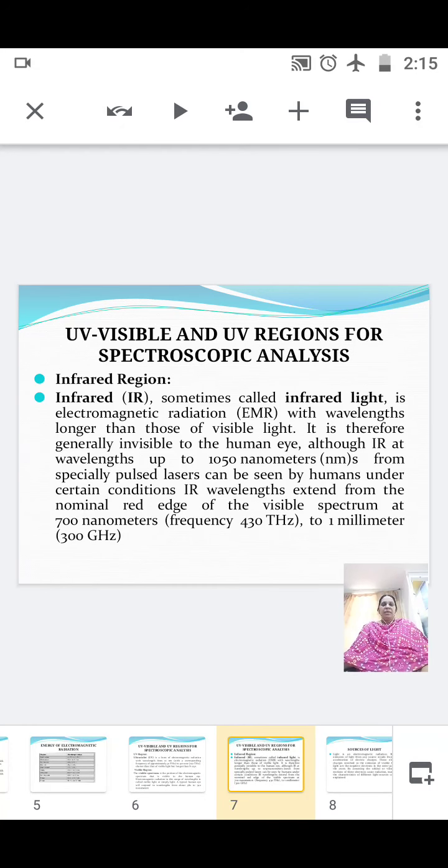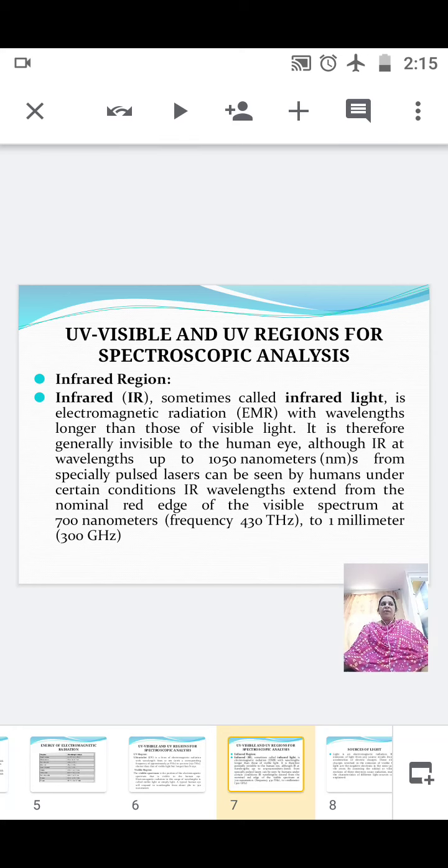Then the infrared region, sometimes called infrared light, is the electromagnetic radiation with wavelengths longer than those of the visible light. It is therefore generally invisible to the human eye.